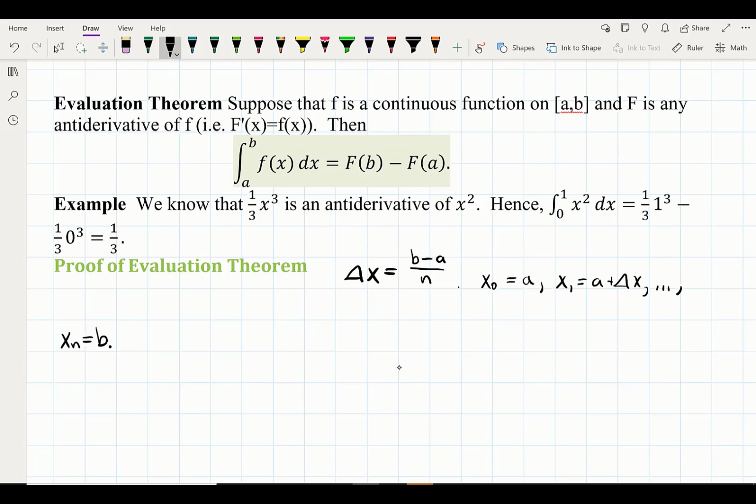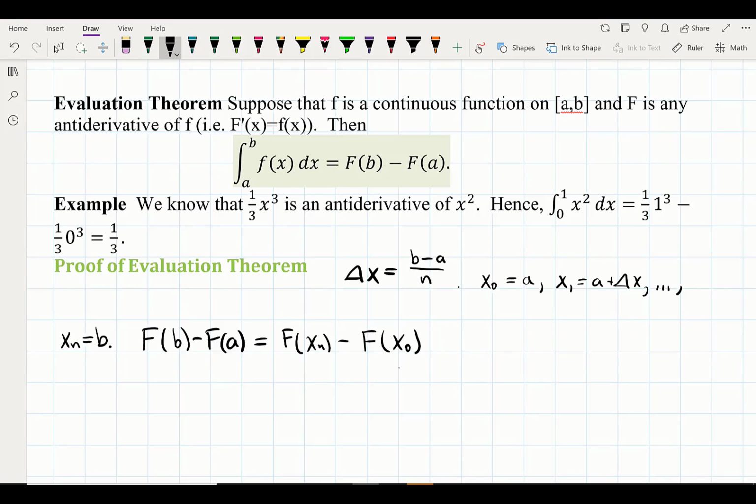Now let's start manipulating the equation in the evaluation theorem. So the right side of the equation is F of b minus F of a. I can rewrite this as F of x sub n minus F of x sub 0.